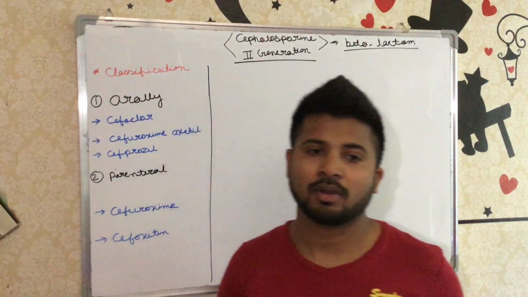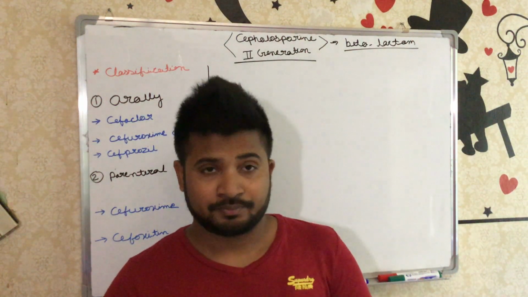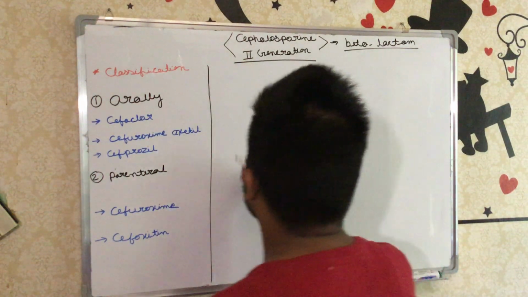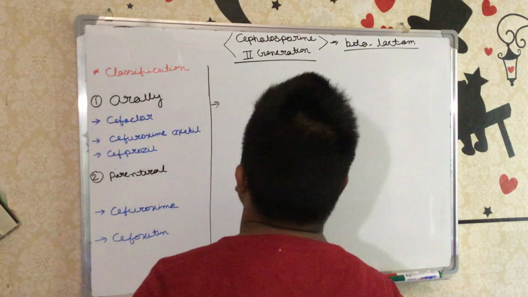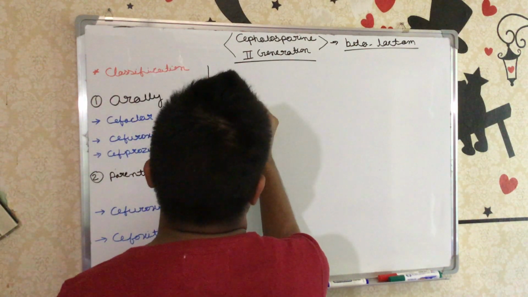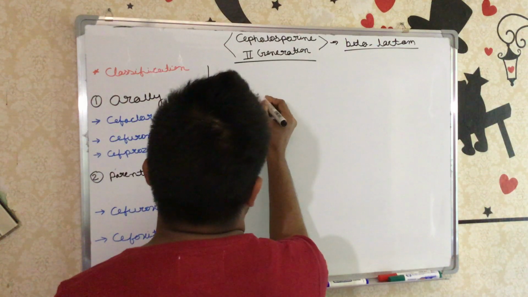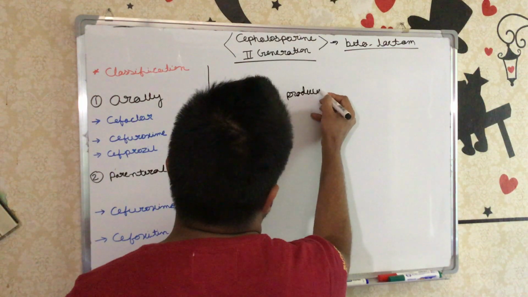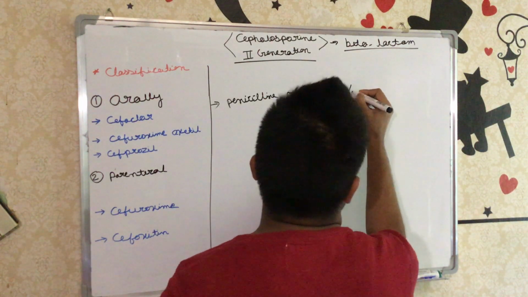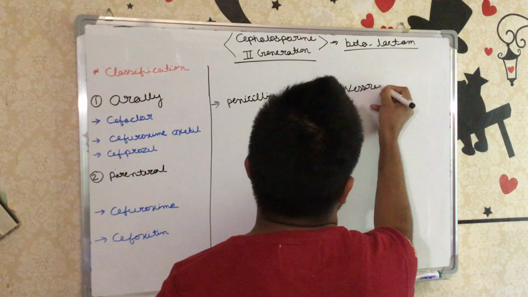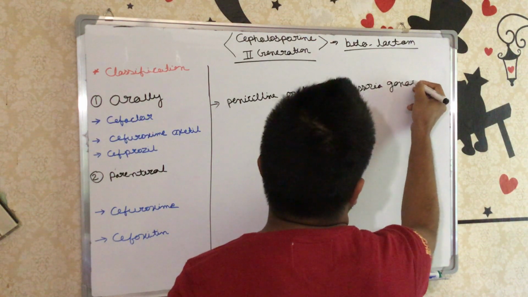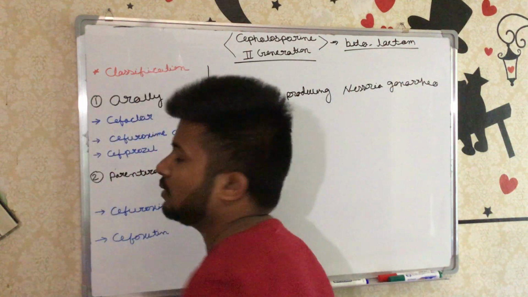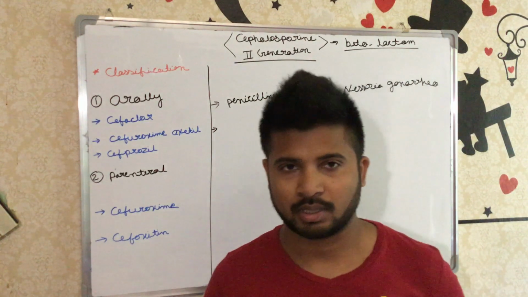First of all, let's talk about the sensitivity of the bacteria. Which bacteria is the most sensitive here? Penicillin-producing Neisseria gonorrhoeae. We can say these are very sensitive to this drug.